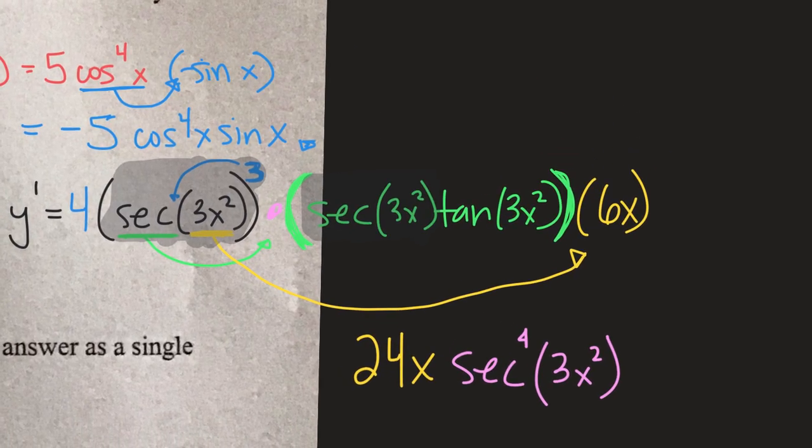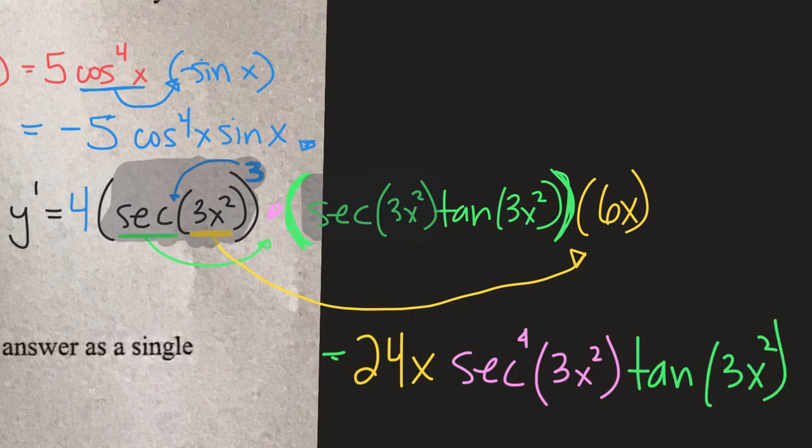And then my last thing that I haven't touched yet is my tan of 3x squared. Now this right here is a perfectly good thing. You can leave your answer just like that. That is 100% correct. You've done a great job of the chain rule derivative, but this is how you might see a multiple choice style question, with it being simplified. That's the only difference between the two equations.